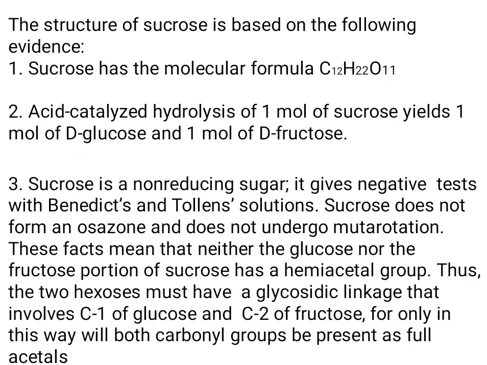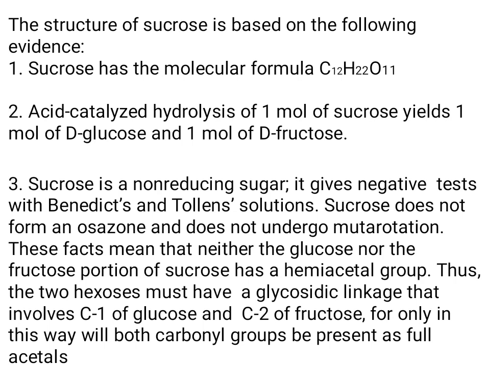The structure of sucrose is based on the following evidence. Sucrose has the molecular formula C12H22O11. Acid-catalyzed hydrolysis of 1 mole of sucrose yields 1 mole of D-glucose and 1 mole of D-fructose. Sucrose is a non-reducing sugar. It gives negative tests with Benedict's and Tollens' solutions. Sucrose does not form an osazone and does not undergo mutarotation.